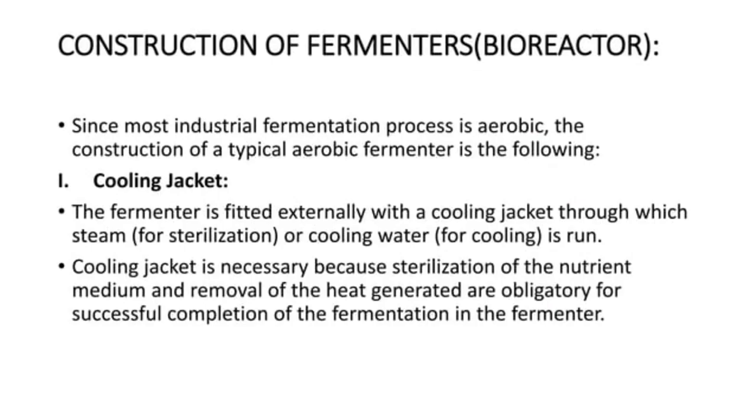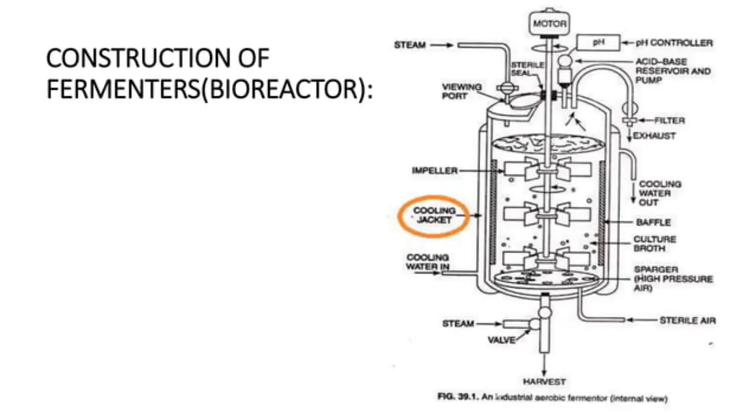Since most industrial fermentation processes are aerobic, the construction of a typical aerobic fermenter is the following. It has a cooling jacket. The fermenter is fitted externally with a cooling jacket through which steam or cooling water is run. The cooling jacket is necessary because sterilization of the nutrient medium and removal of the heat generated are obligatory for successful completion of the fermentation in the bioreactor. This is the structure of the fermenter.